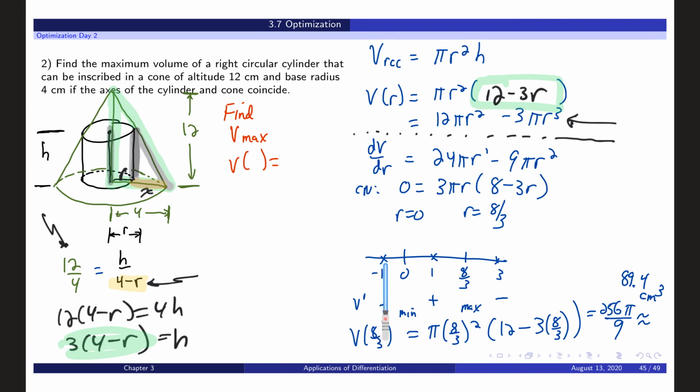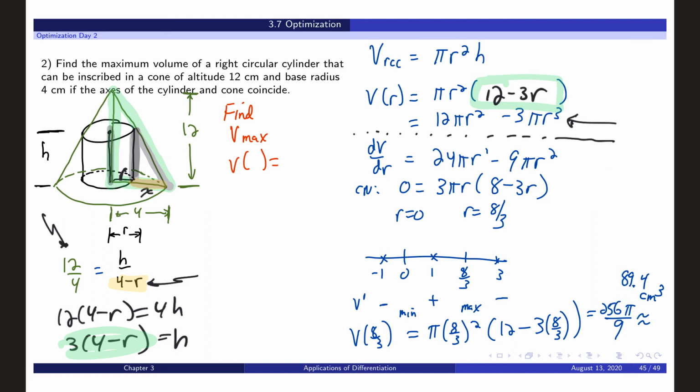Plug those in. If I plug in -1, my volume here is negative, and I would plug it into this line here. You're going to get a negative on the outside, positive on the inside, so that's negative. Plug in 1, positive and positive. Plug in 3, positive and negative. So I've got a volume function that decreases, increases, decreases, so the max occurs right here. So if 8/3 is the radius that produces a maximum volume, okay, radius is 8/3, then I'm going to plug it into my volume function all the way up here and find out that the maximum volume is 256 pi over 9, or roughly 89.4 centimeters cubed.